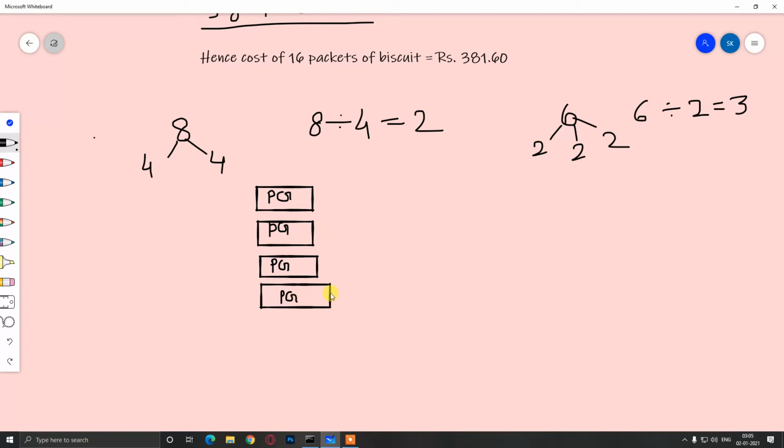So total 4 Parle-G biscuits are there. Suppose the cost of one Parle-G is rupees 5, but here total 4 Parle-Gs are there, so their total cost will be 20 rupees. Okay, total cost is given to us, rupees 20.